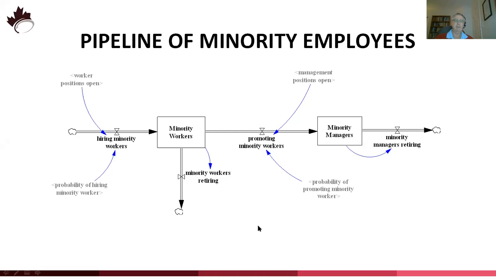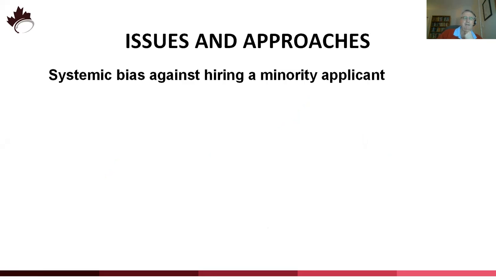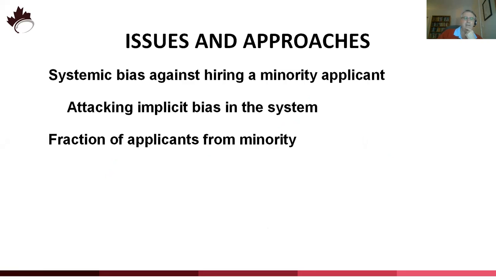So now in terms of issues and approaches, basically, as we've seen, we have this idea of systemic bias in the hiring of a minority applicant, and we have this idea of the fraction of applicants from the minority, and then we can either attack the implicit bias in the system by looking at the hiring process in detail and seeing if there's some kind of way we can change this process to be more non-biased.